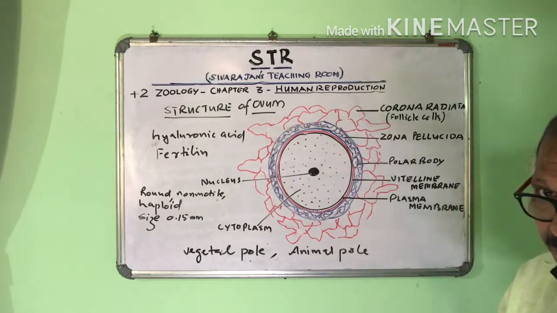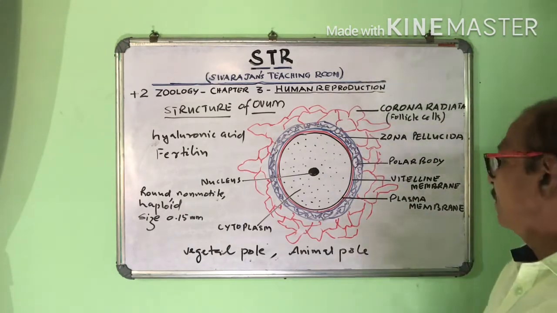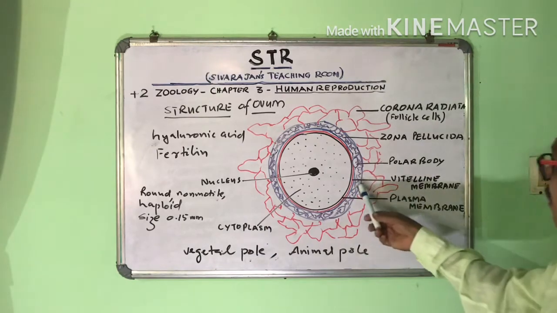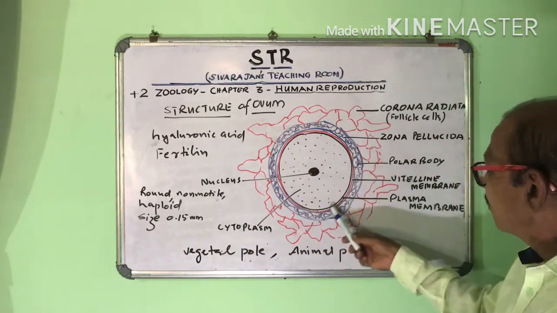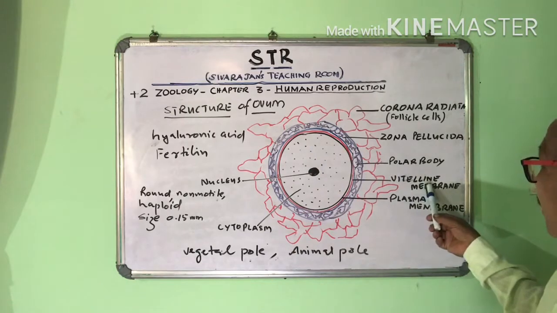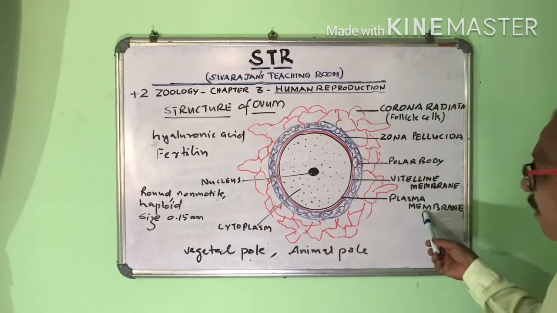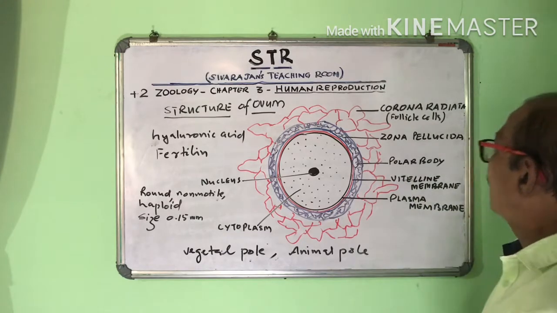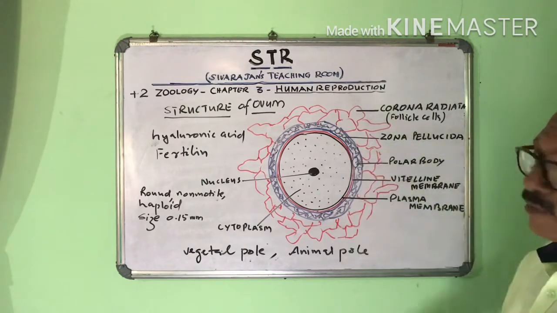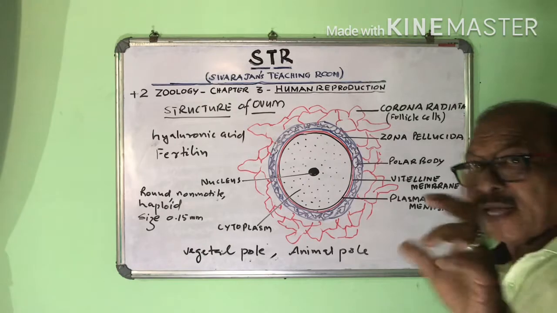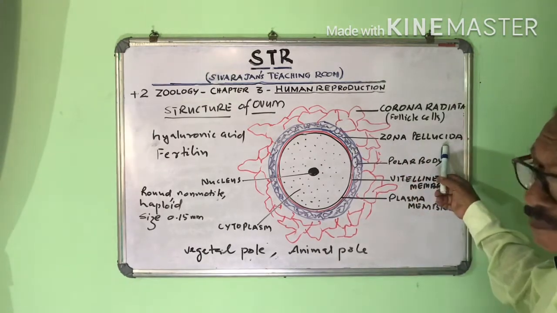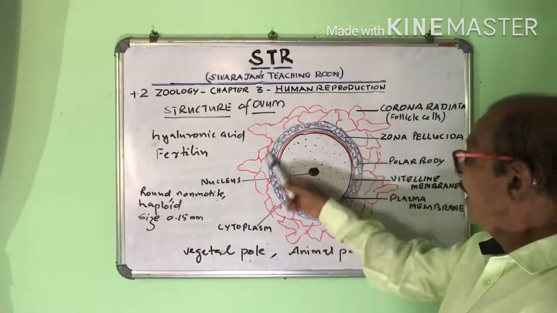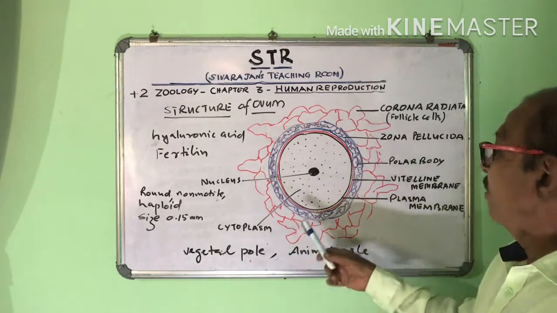Outside the plasma membrane, it has got another layer. This is called the vitelline membrane. The red line represents the vitelline membrane. So it is covered by the plasma membrane, the plasma membrane is covered by the vitelline membrane, and the vitelline membrane is covered by a cellular layer called zona pellucida. It's the third covering of the ovum.